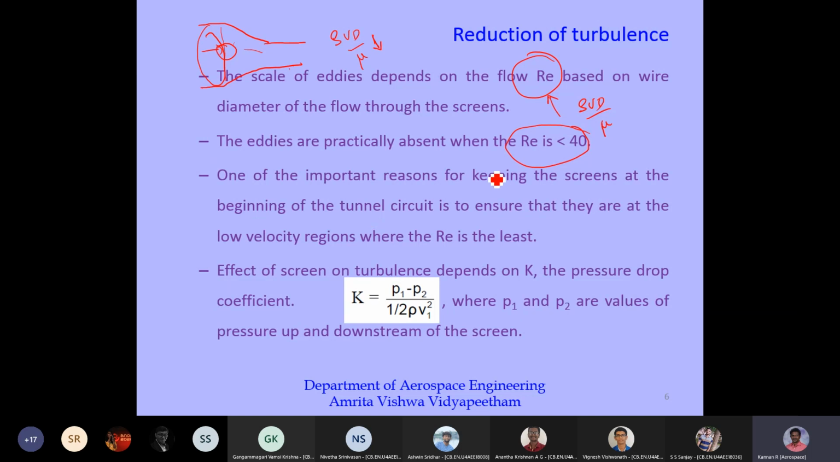Okay, so that's why we are keeping the loss less. Okay, Reynolds number will be least. So the effect of the screen on the turbulence depends on the K value. That is the pressure drop coefficient, P1 minus P2, where P1 and P2 are the pressure upstream and downstream of the screen. Okay, that is your K value.